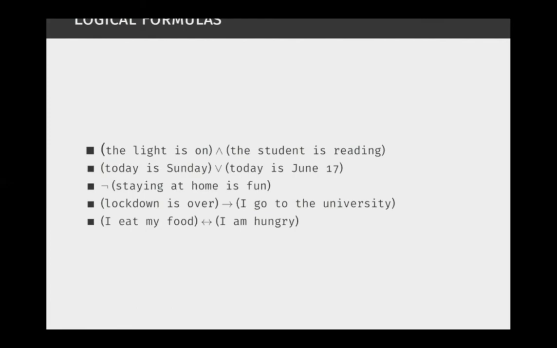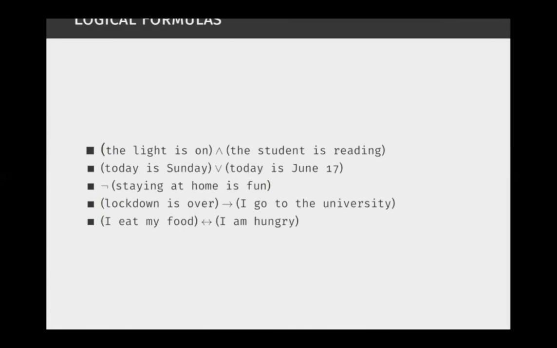Finally, and perhaps the most interesting statement is the fourth one, an example of implication. Lockdown is over implies I go to the university. This statement is true if lockdown is really over, then I go to university. Or when the lockdown is not over, then I may or I may not go to the university. But whenever the lockdown is really over, then I have to go to the university in order for this statement to be true.